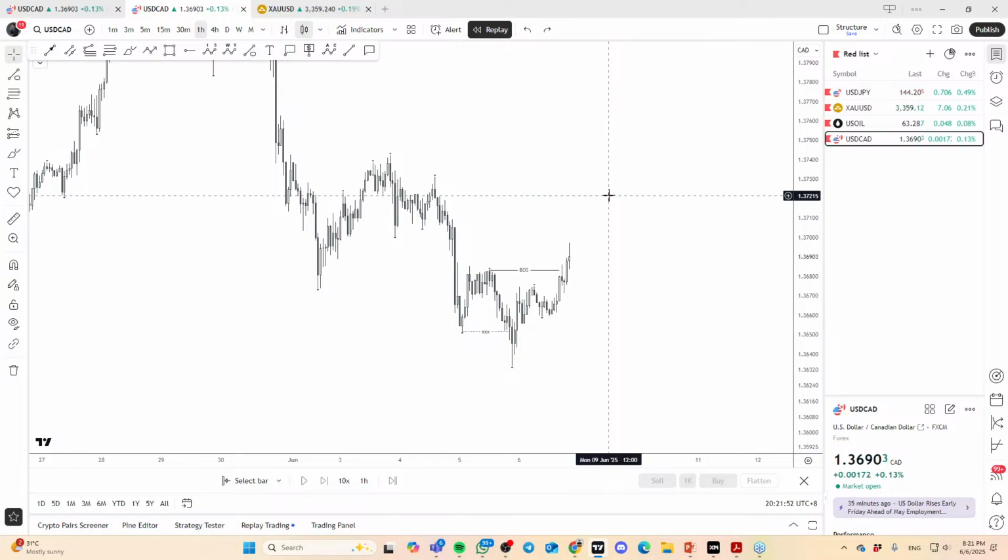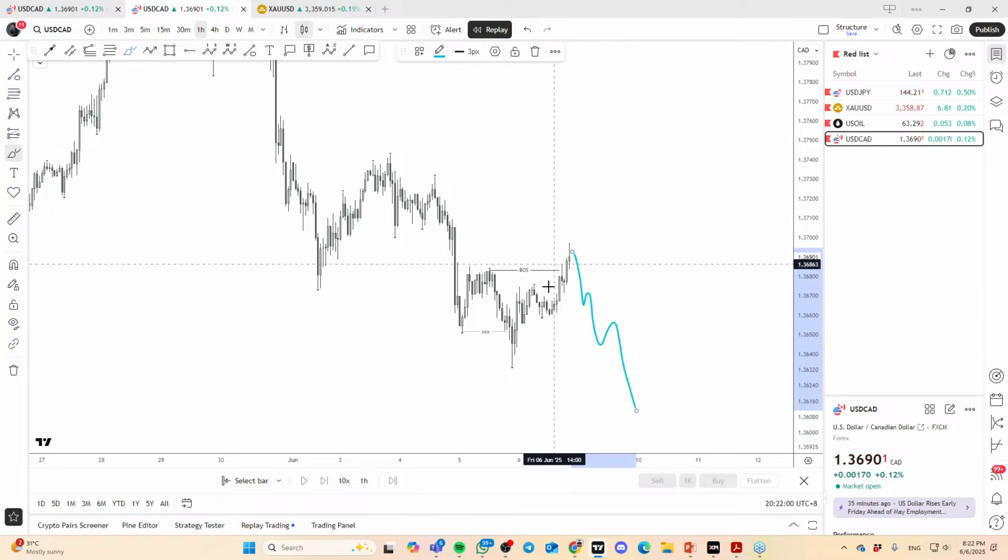And of course with that, you want to really see that move to the upside with NFP. Because if this just comes down with NFP, then this entire setup is not valid, and there's no trade.